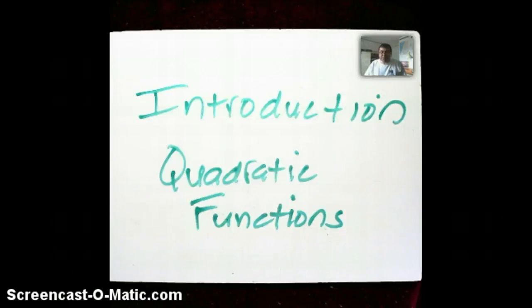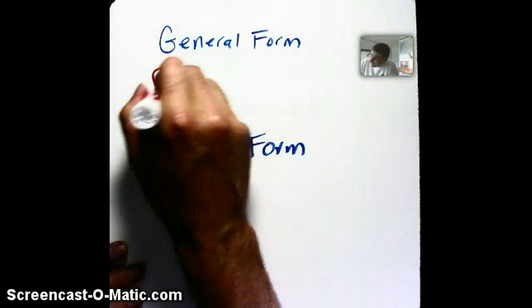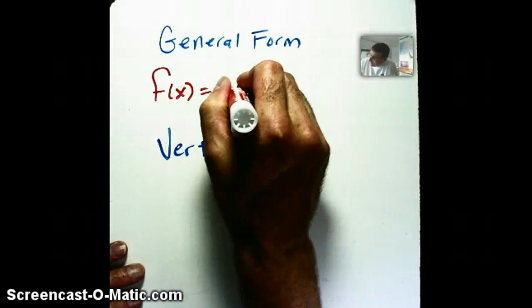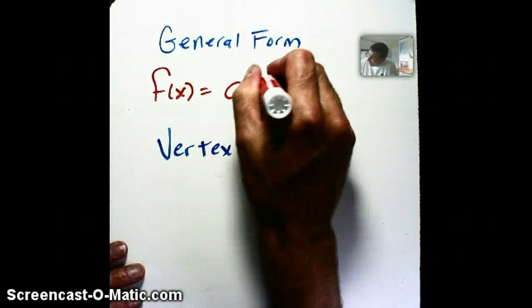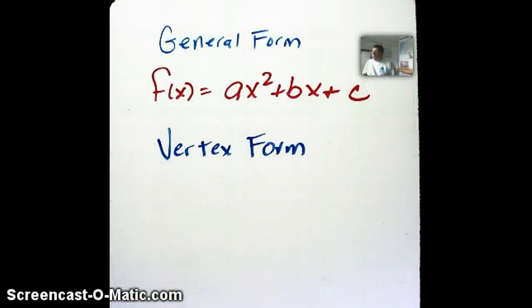Okay, welcome students. This is our video introducing ideas on quadratic functions. The first thing that we need to do is recognize there are two different forms. There's general form and vertex form. General form looks like this. Okay, it looks like a quadratic on the other side. You don't have a lot of information in the form, but it is in the form of a quadratic.